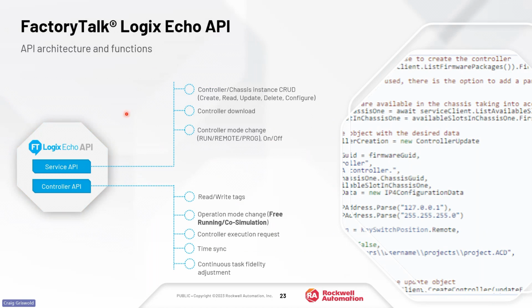So there are two different APIs. One is called the Service API, which is going to do the manual actions that I would do in the Echo dashboard, like taking the controller out of run mode, creating, deleting, and changing the mode of the controller. The controller IP is just what you would think. With the controller API, I can read and write tags, change my mode of operation, change my timing, do time sync, and adjust testing scenarios. So two different functionalities, both included with the API.